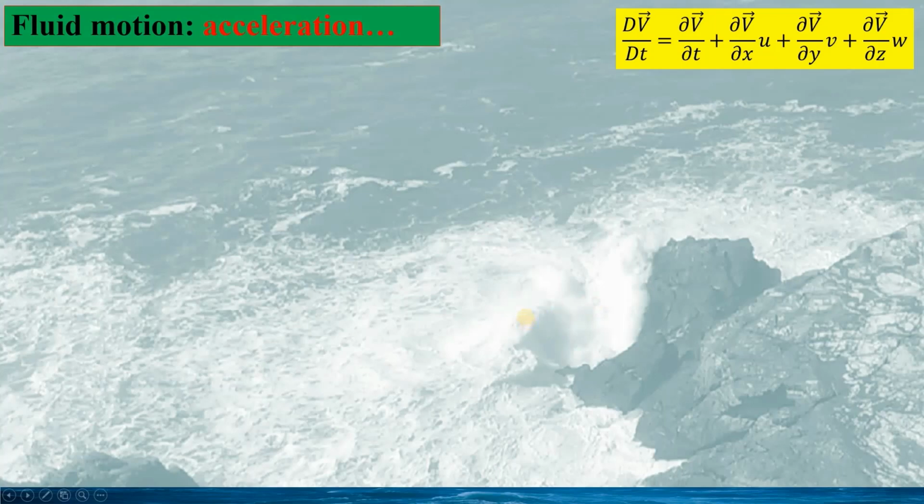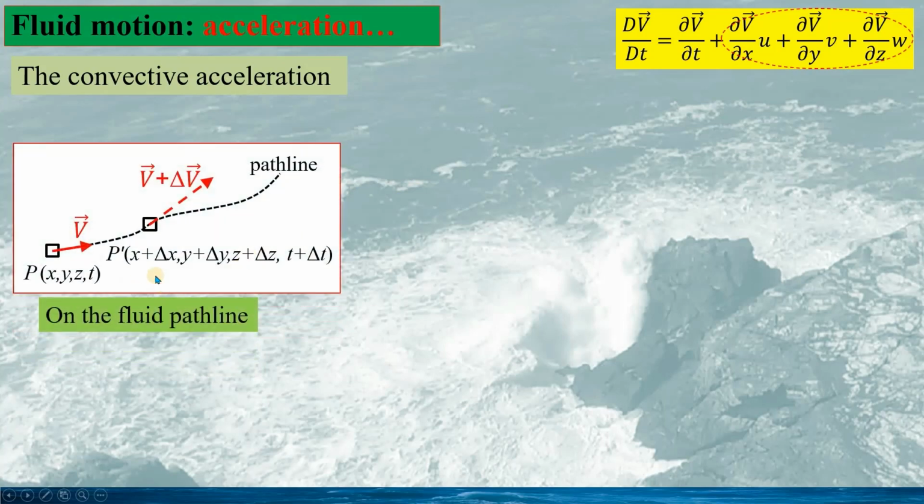Here in this slide, we will look at the convective acceleration, these three terms in the substantial acceleration. We can see when the fluid particle moves from one place to another, the point P at position x, y, z at time t moves to P prime. The position is defined as x plus delta x, y plus delta y, and z plus delta z at time t plus delta t.